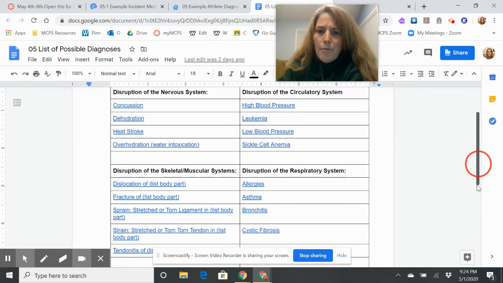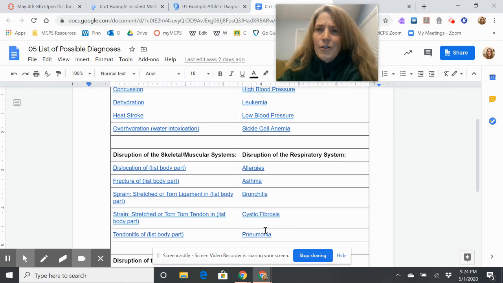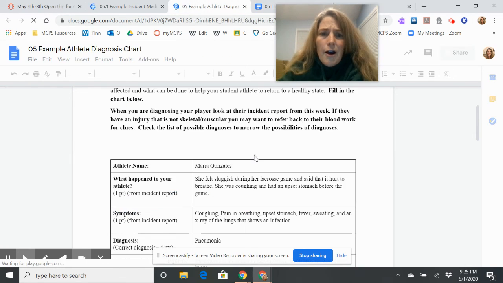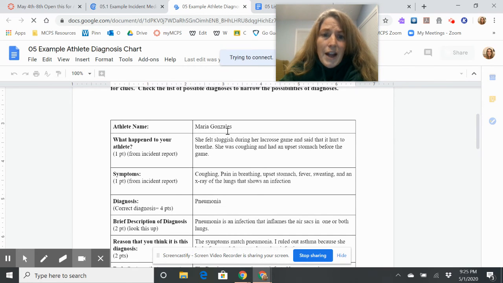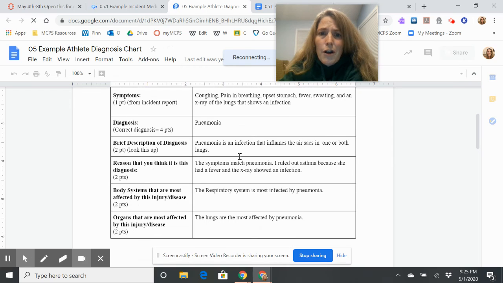But then if I opened up the link for pneumonia, it would tell me that her symptoms are similar to what she has on there. My computer is slow, I'm going to skip that part. But then I'm going to fill out this chart, and this is what you guys are going to do for your player. So give them their name. This is coming right from where she is. This is her diagnosis of pneumonia.